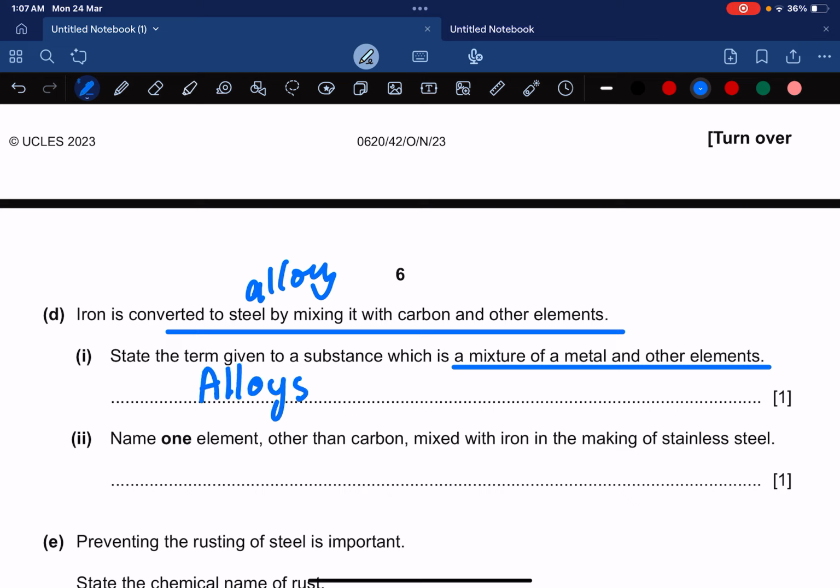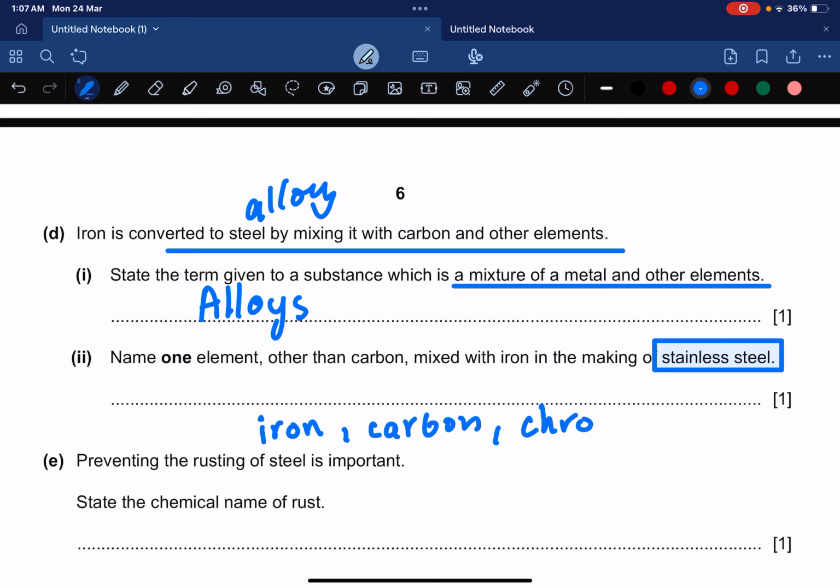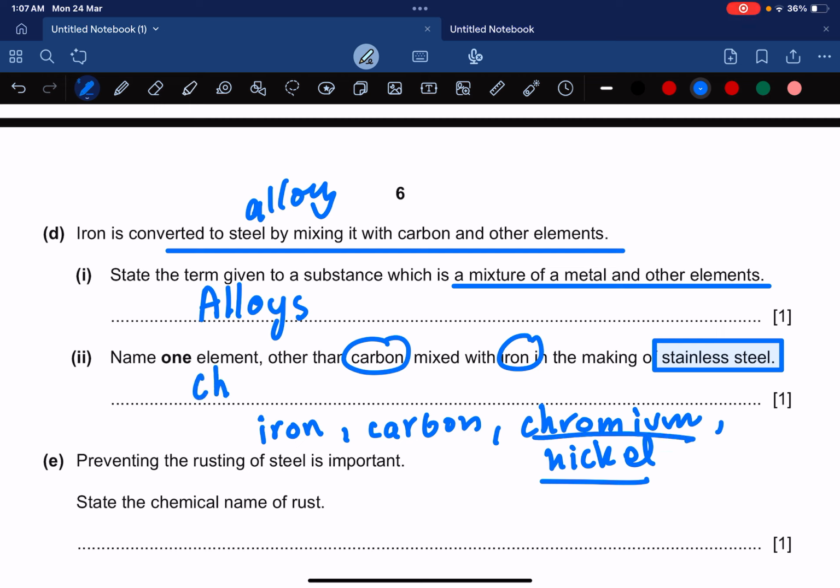Name one element other than carbon mixed with iron in the making of stainless steel. अच्छा, अब stainless steel में it's clearly stated in the syllabus. The metals you're using for stainless steel are iron, carbon, chromium. Just learn it from the syllabus, and nickel. So for this, they've stated other than carbon and iron that are mixed with iron. So it's going to be either chromium or nickel. Learn it from the syllabus.